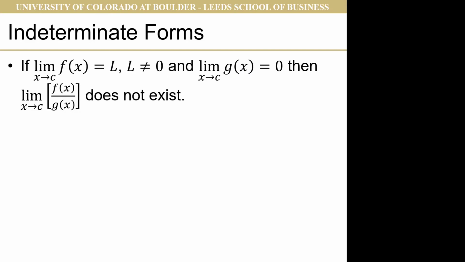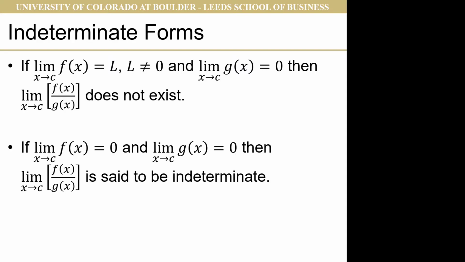So first, we're looking at a limit of a quotient. So f of x over g of x. And we're interested in the limit as x goes to c of f of x over g of x. And if the limit as x goes to c of f of x is some number L, which is not 0, and the limit as x goes to c of g of x is 0, then this limit does not exist. Now, we will talk about infinite limits pretty soon, and so we're going to define what this is, but strictly speaking, this limit does not exist.